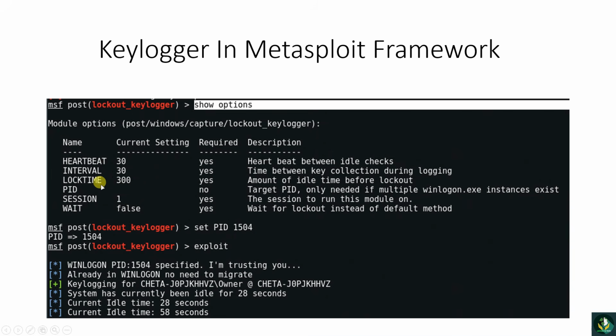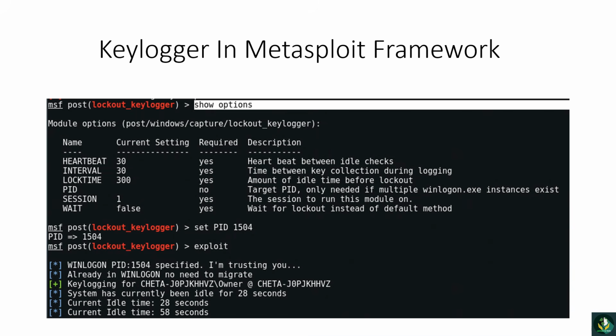As you can see, no PID value is set. So previously what I have to do is set the PID value. Set PID 1504. Then this PID will be set here. As you can see, the PID is set to 1504. Then after that, simply type exploit.